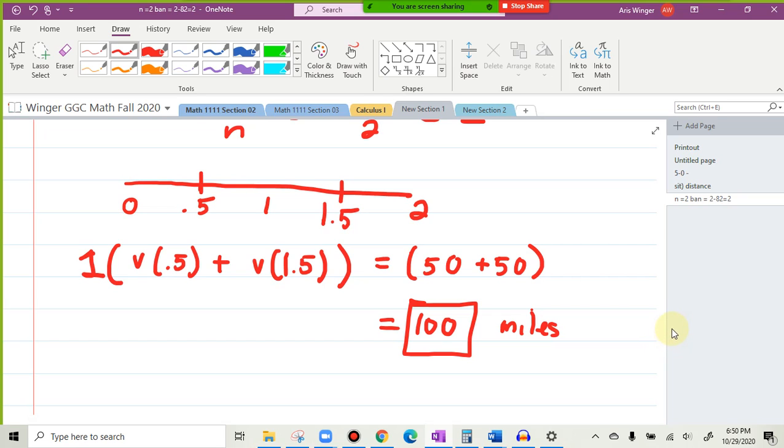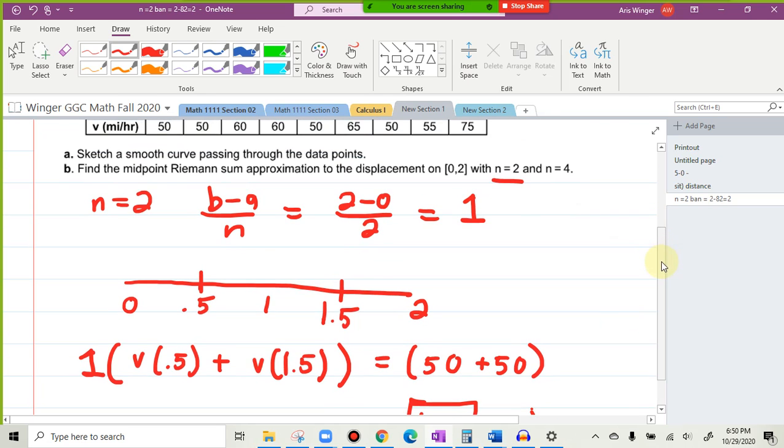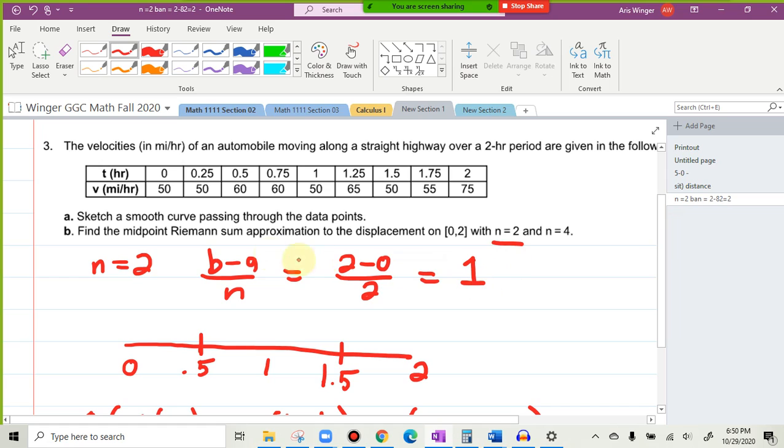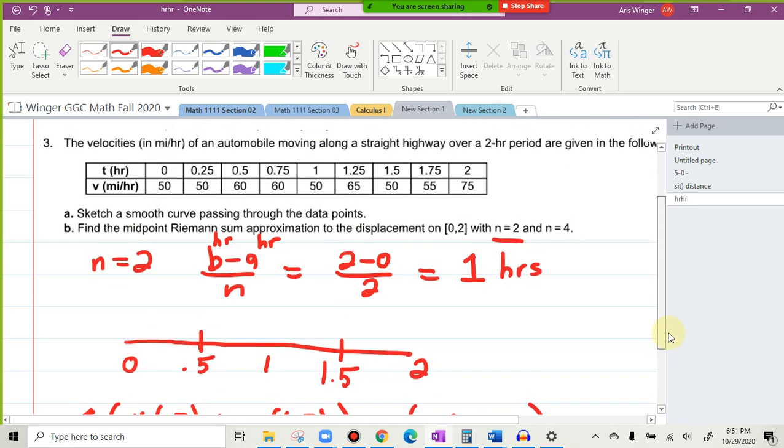Okay. Now, how is it that we get miles here? It is because 1 is in hours, right? So this was hours, this was hours, this is an average, this is hours. And so this is a 1 hour out here times 100 miles per hour just makes 100 miles. So that is an approximation to how far you are from where you started.